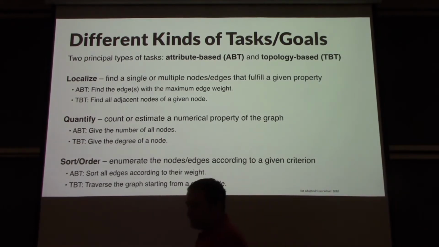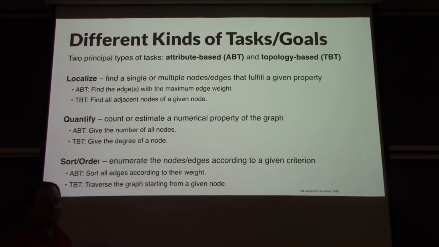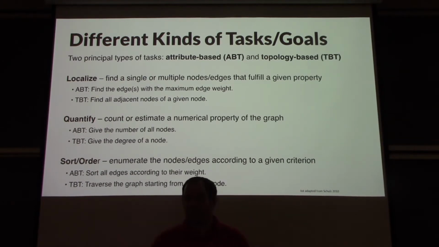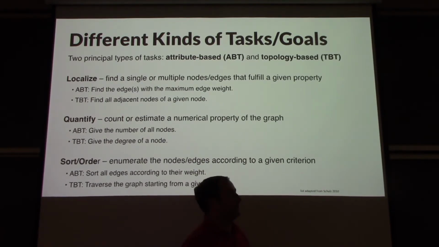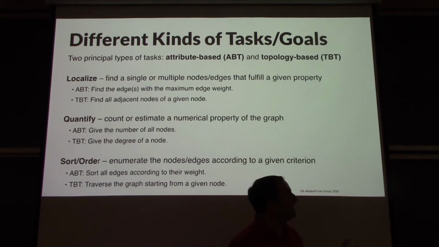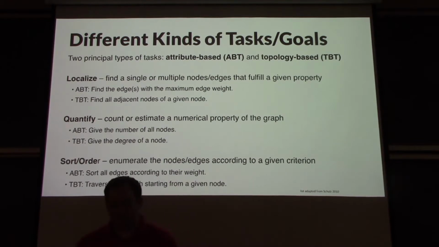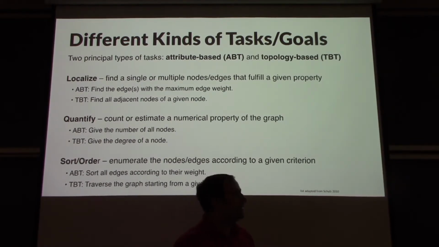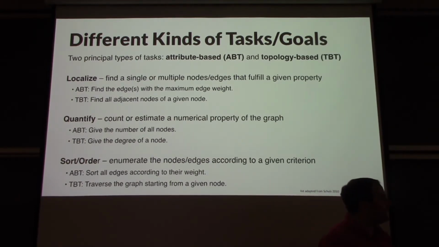And then we have different goals essentially. We can try to localize something, find a single or multiple nodes or edges to fulfill a given property. We can ask this both for attributes and for topology. For attributes, we could say find the edge with the maximum edge weight, for example. For topology-based tasks, we can say find all adjacent nodes of a given node. To quantify, if we want to count or estimate a numerical property of the graph, give the number of all nodes would be an attribute-based task. A topology-based task would be give the degree of a node.